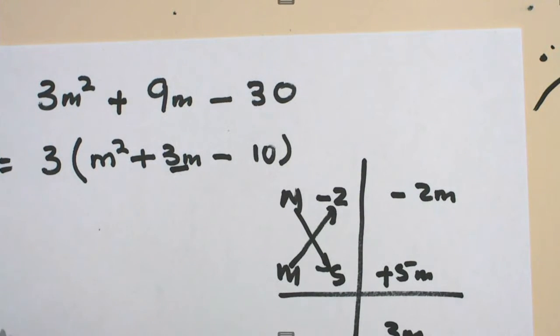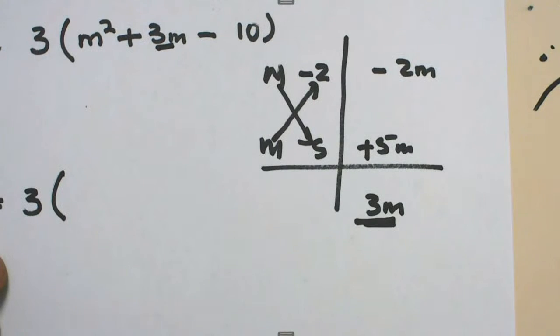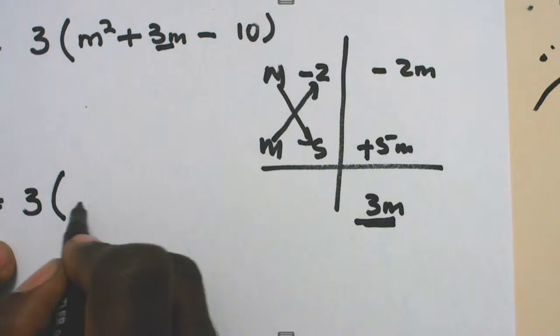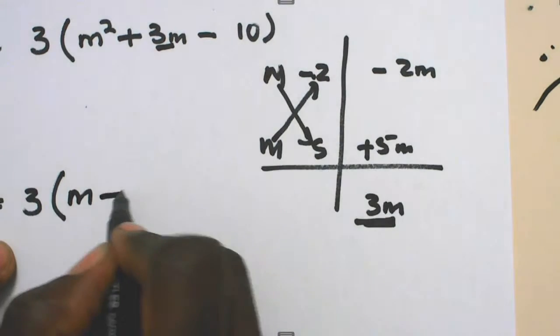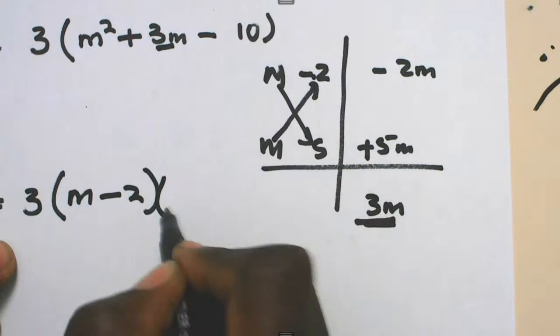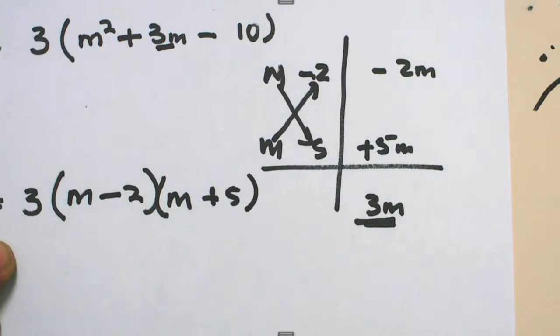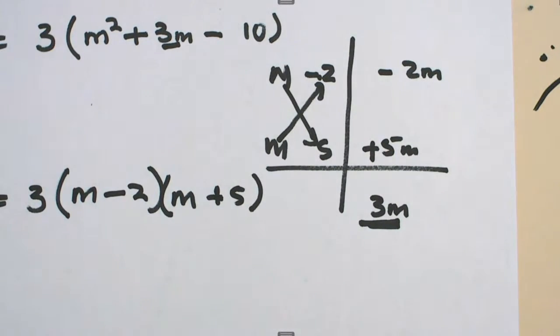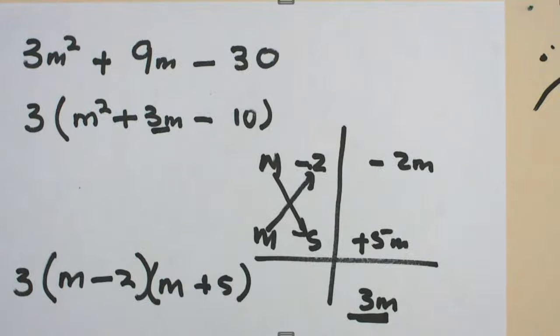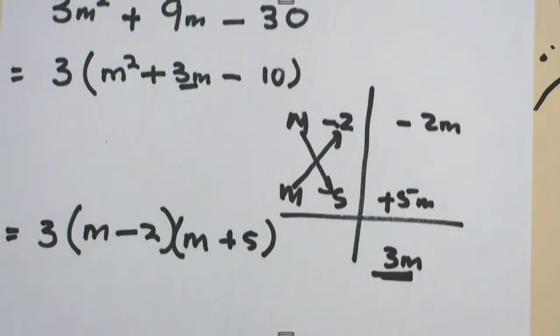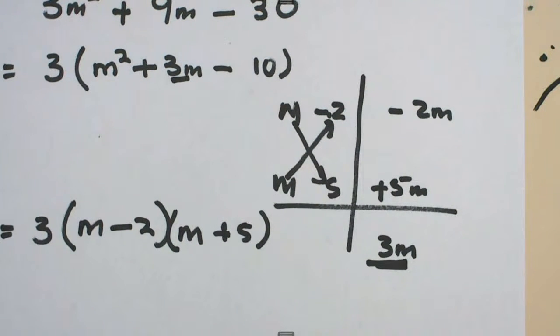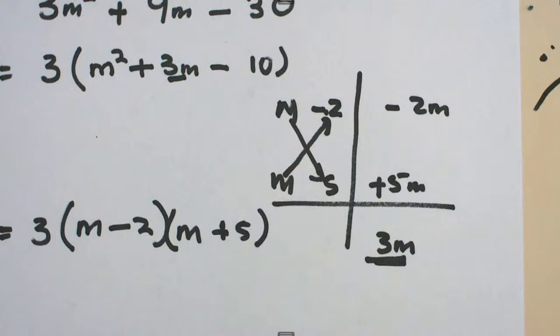Then the factors will be 3 into m minus 2 into m plus 5. These are the factors of the expression 3m squared plus 9m minus 30. These are the factors of that. Remember, the table is very important. Let's take another example.